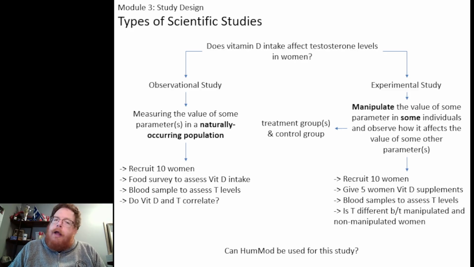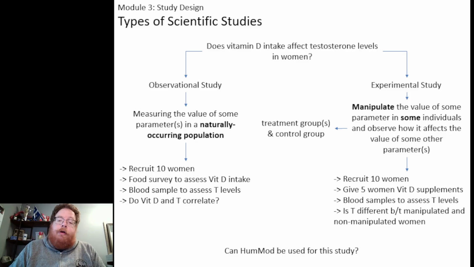So I actually did a little exploring with HumMod in my case, and I found that there's no natural variation on HumMod in vitamin D intake. I can control the vitamin D intake of my patients, but it doesn't seem to vary in a naturally occurring way. And so because of that, I don't think I can do an observational study, at least not with respect to vitamin D and testosterone, using HumMod.